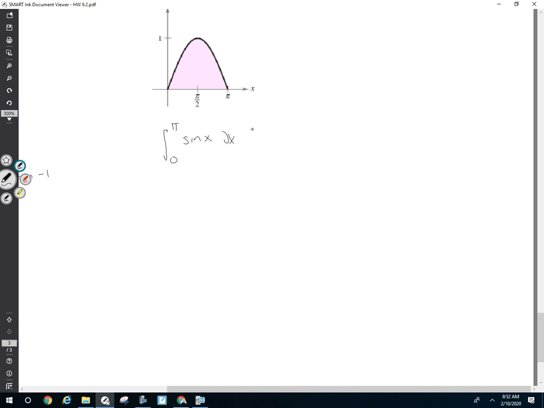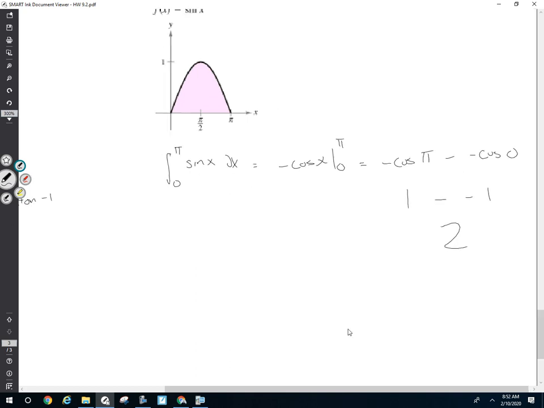Antiderivative of sine is negative cosine. We've done this one before. The area under a hump of sine ends up being 2. So this is 1 minus negative 1. That's 2. Okay, done with that.